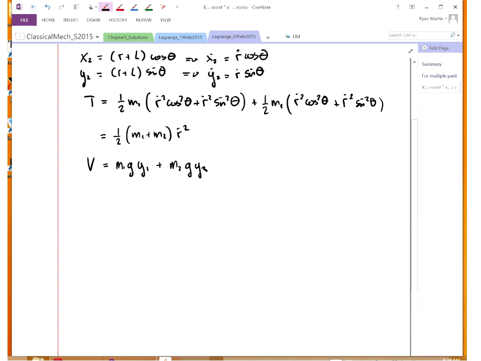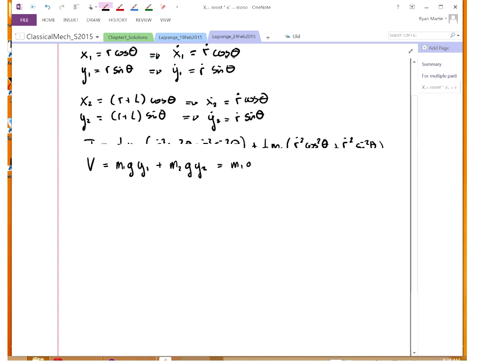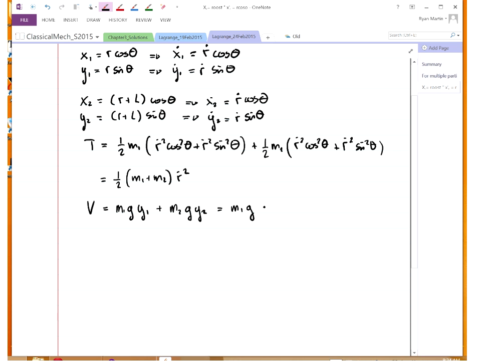Of course, we want this in terms of our generalized coordinates. So we have M1 g y1, so it's M1 g, and then y1, we have it up here, it's R sine theta. And then M2 g, and then y2 is R plus L sine theta.